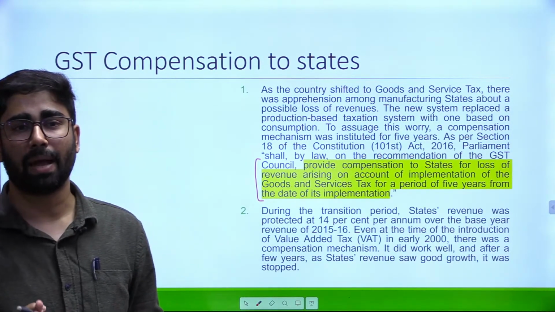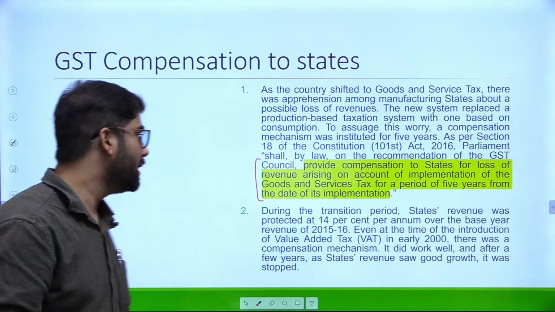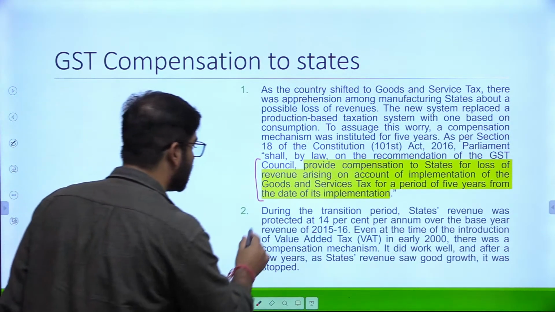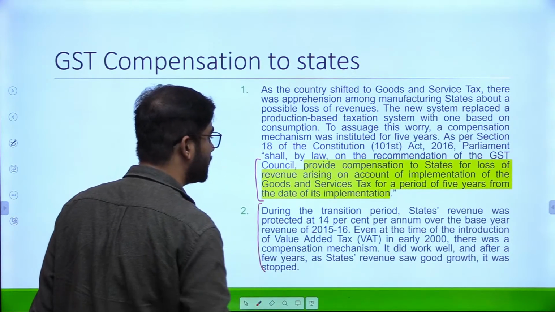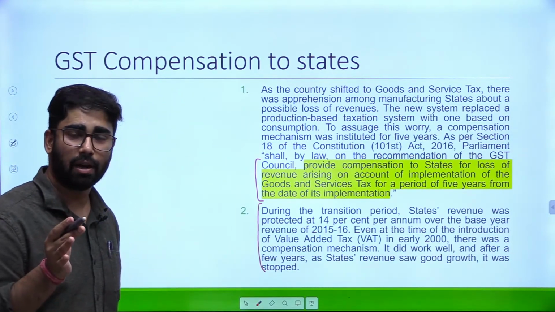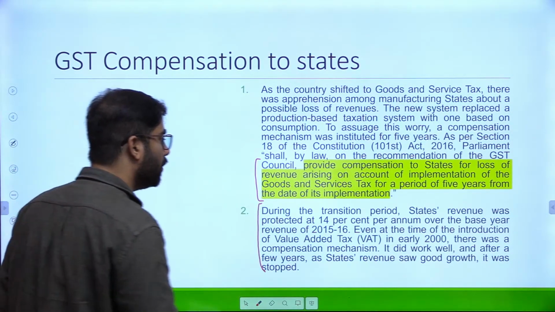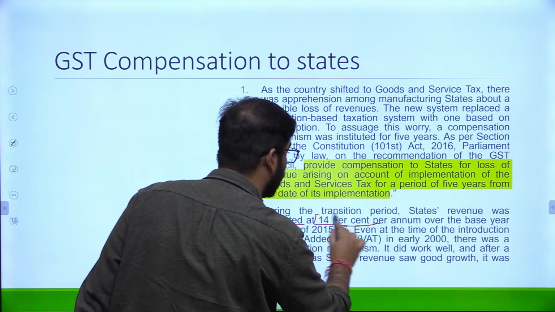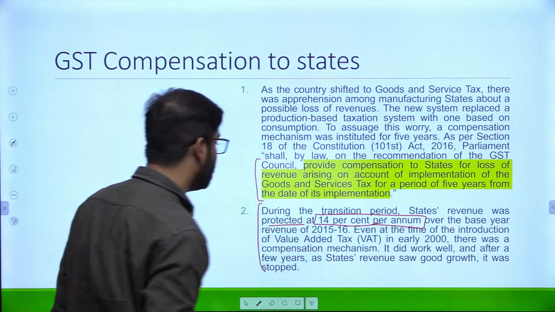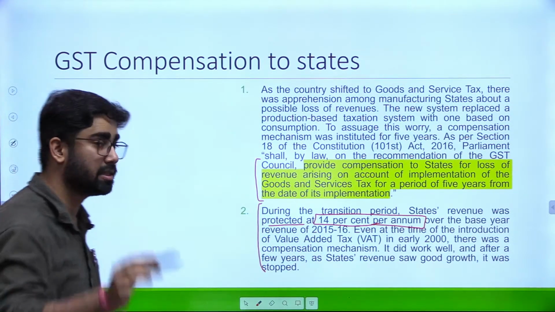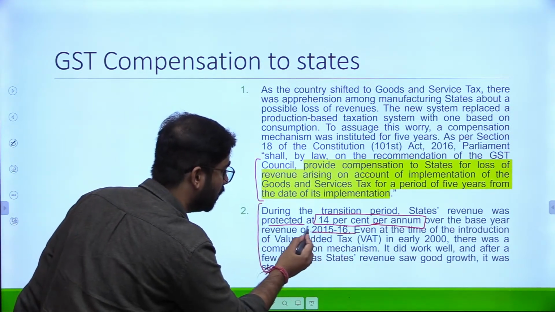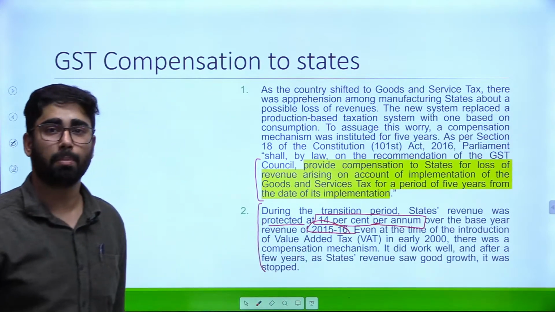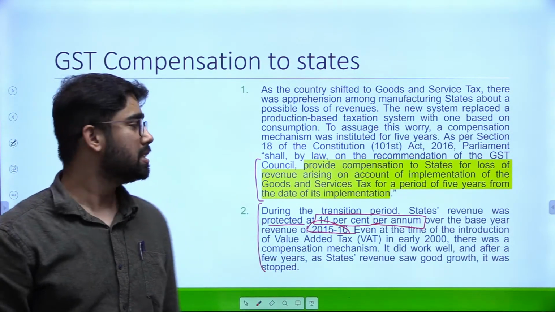This is the concept behind GST compensation to states, that if there is a shortfall in tax collection for the states, then the center will compensate them for this. During the transition period, states revenue was protected at 14% per annum over the base year revenue of 2015-16. Now remember this year as well. The base year for this GST compensation is 2015-16.